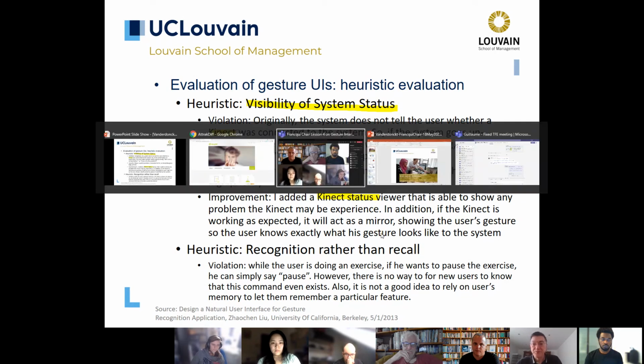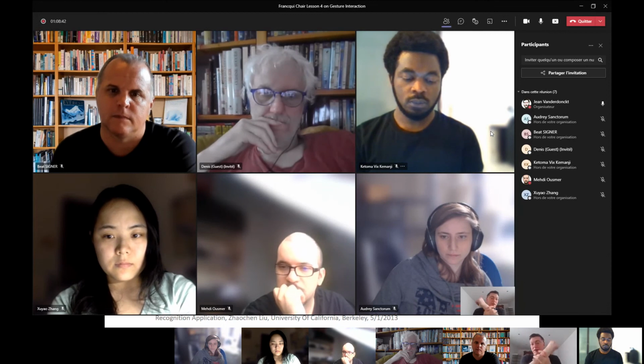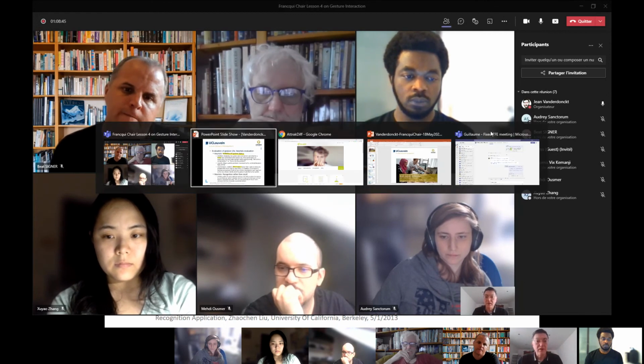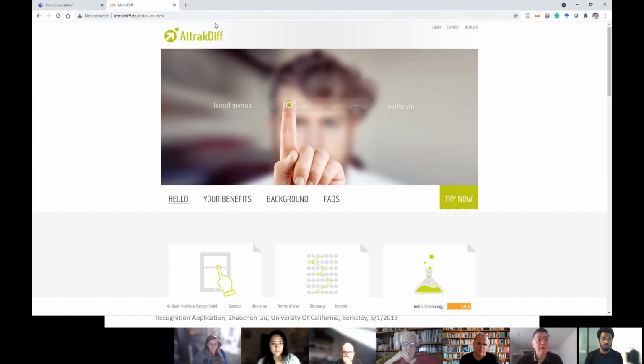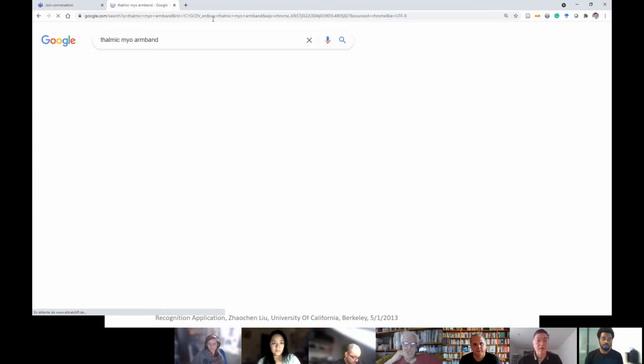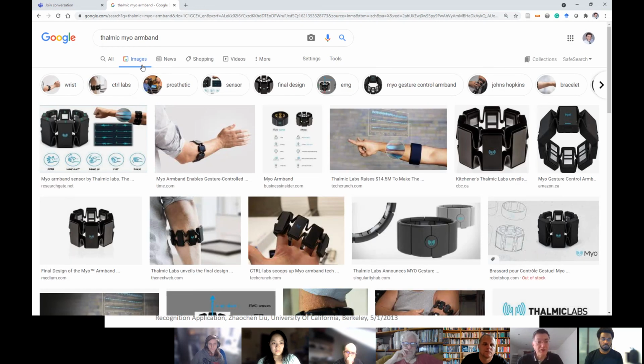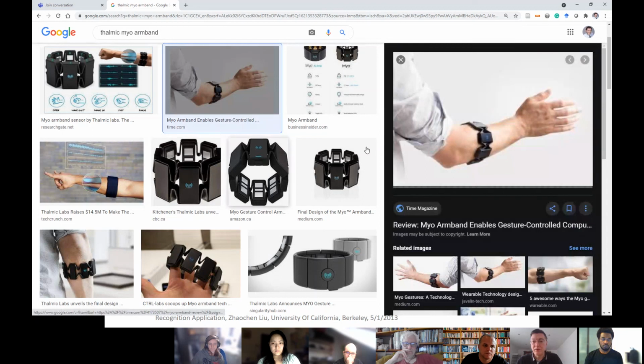Again, another example. If you remember, I've shown you the armband from Thalmic. Let me show you again. Thalmic armband. It's a very nice device which computes muscle contractions and decontractions, like this one. So here is an example of it. Once it is calibrated, the system senses my muscular contractions and decontractions in order to recognize some gestures.